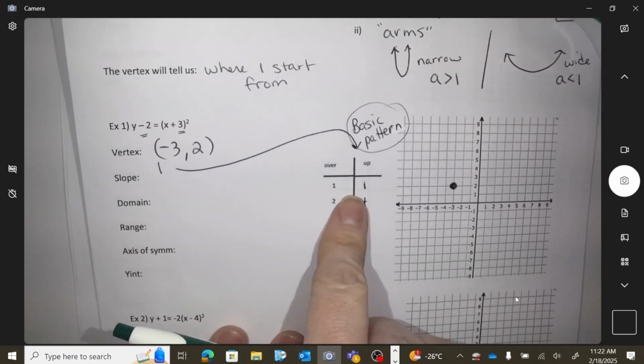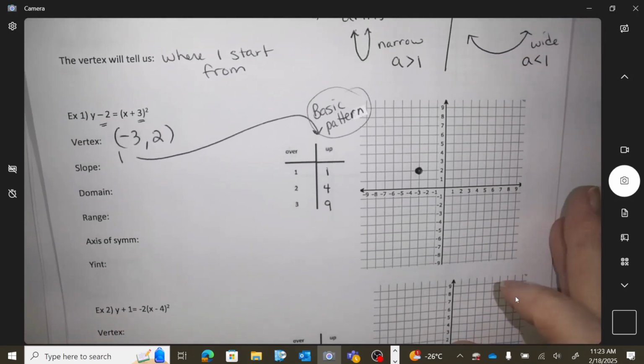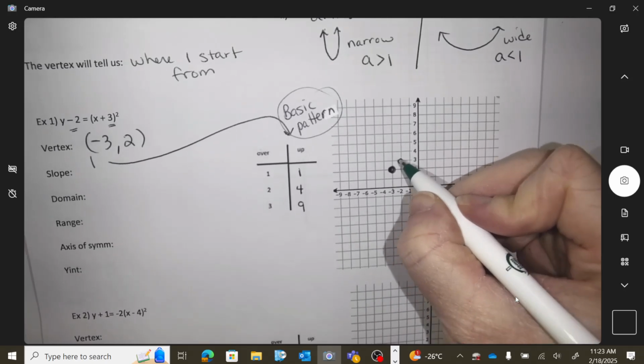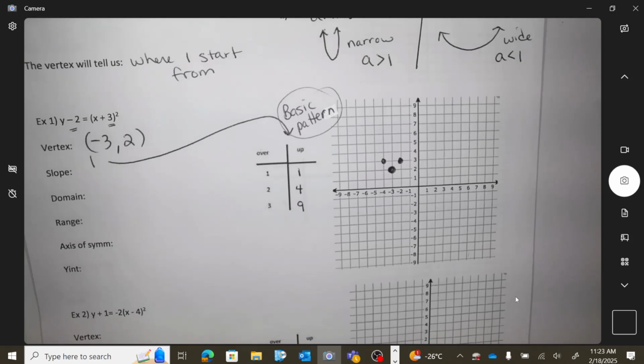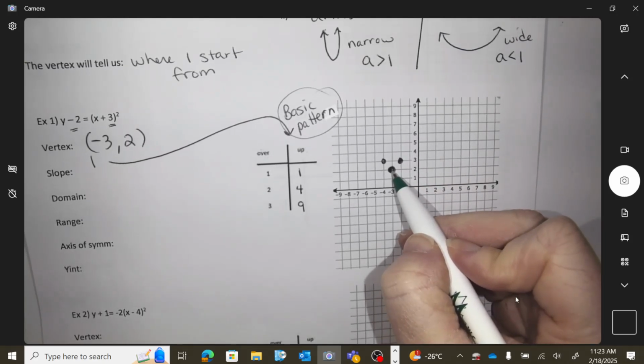Okay, so if your slope is 1, boom, just your basic 1, 1, 2, 4, 3, 9. Okay, so here I go. Move 1, up 1, move 1, up 1. Okay, when you do this pattern, you have to reset. So you have to go back to the starting position. So my starting position is now back to my vertex.